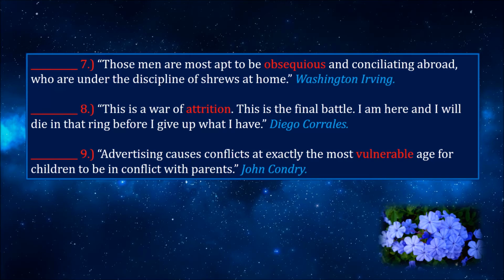Washington Irving. They're saying those men are most likely or apt to be obsequious, servant-like, and conciliatory abroad, meaning outside their homes. So men are likely to be servant-like outside the home who are under the discipline of shrews at home, who are like their servants at home. The men who are servants of their wives at home are servants of people when they leave the home. And that's what they're saying.